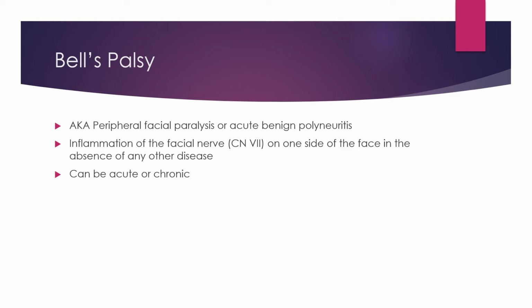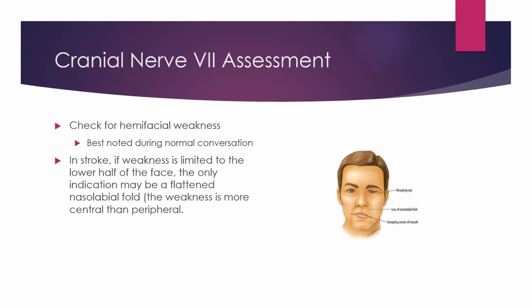But anyways, Bell's palsy is the inflammation of that cranial nerve 7 unilaterally, so on one side of the face, and again, not stroke. This can be acute, or it can be a chronic condition that the patient will live with. So how do we assess cranial nerve 7? Well, since it's a facial nerve and it controls the motor functionality of our face, we want to check for symmetry in the face, or weakness on one side or the other.